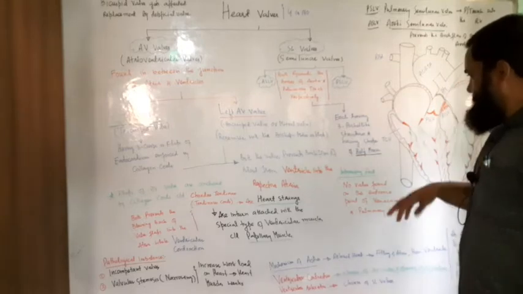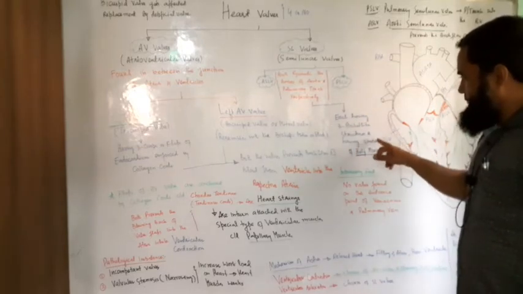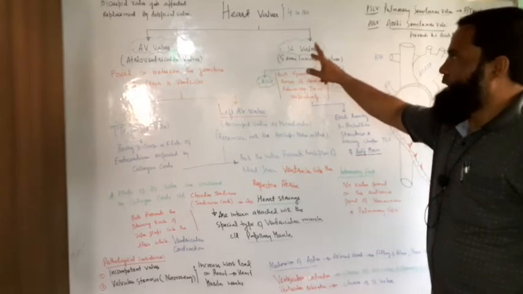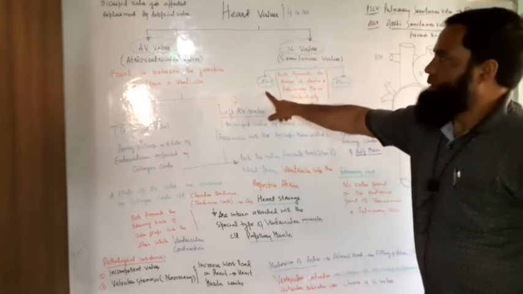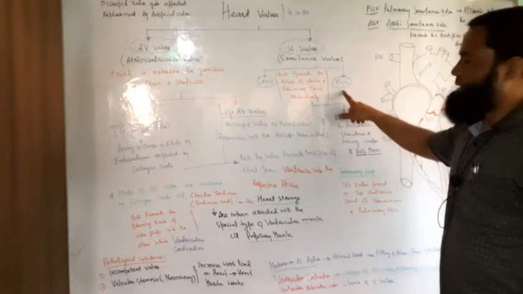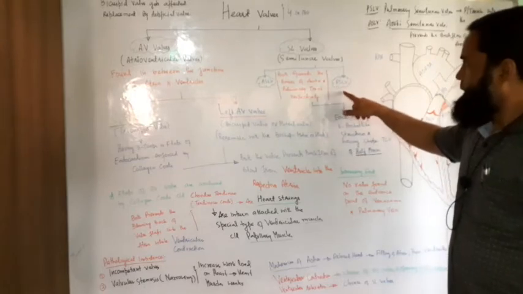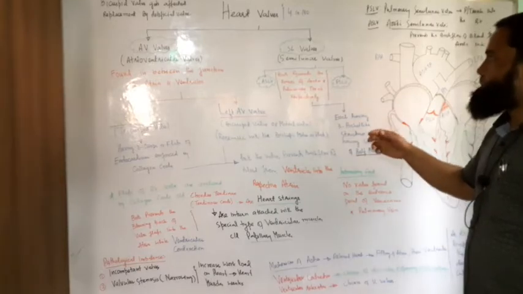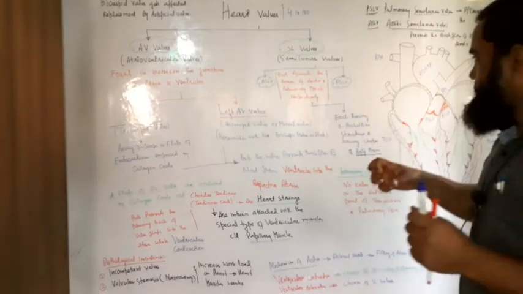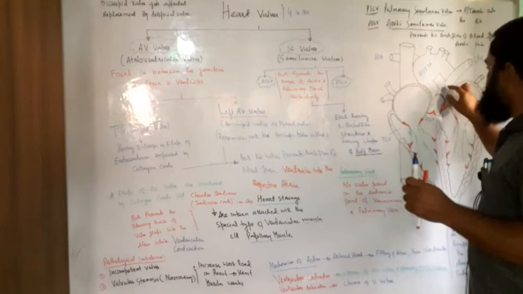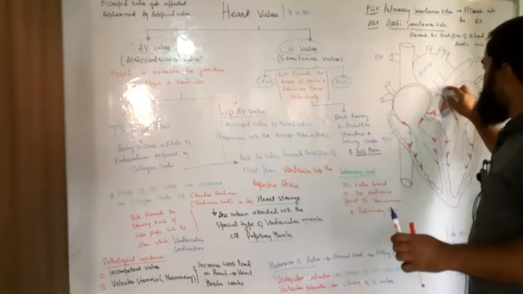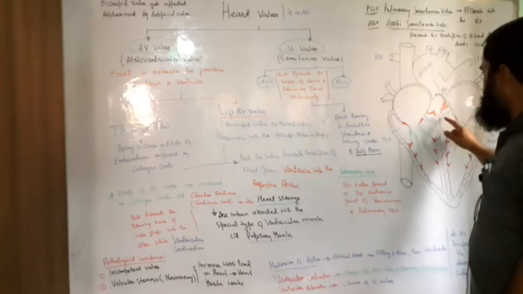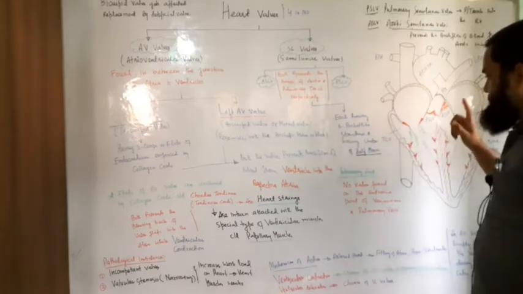So each has three pocket-like structures with the shape of a half moon. That's called the semilunar valve. They are of two types: one is the aortic semilunar valve, and second is the pulmonary semilunar valve. The pulmonary trunk is guarded by the PSLV, and the main aorta is guarded by the ASLV, the aortic semilunar valve.